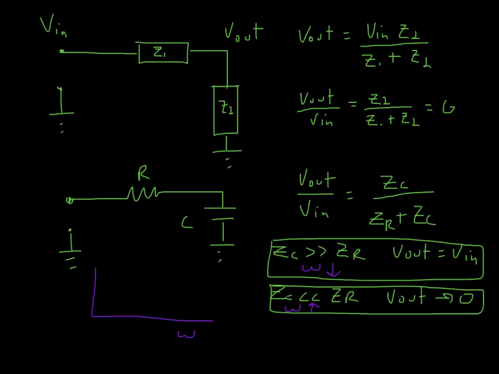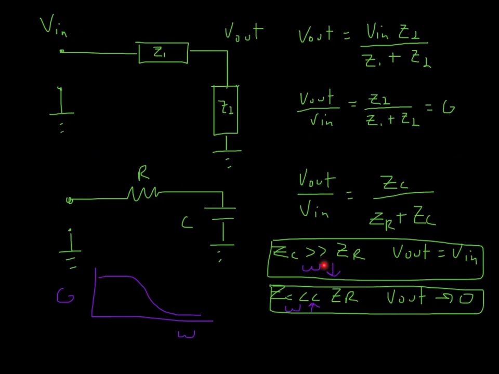Omega, and here's gain. We know that at low frequencies we're going to get a gain of 1, and then at high frequencies we get a gain of 0. So it's going to look something like this. All right, this is our guess, and we'll get more quantitative with it. But again, when ZC is much, much bigger than ZR, V out equals Vn. All right, and so this would be up here at 1.